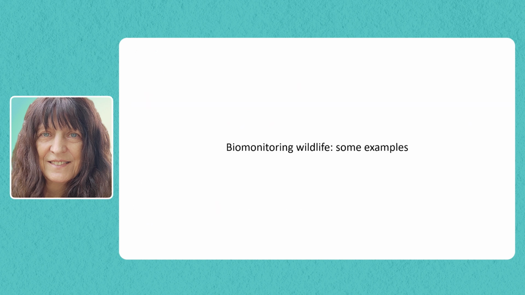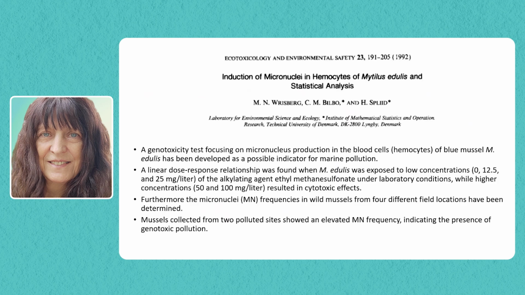You can also do biomonitoring of wildlife, and I just want to give you some very brief examples for that as well. For example, here you can use mussels. You use the blood cells, they're called hemocytes in the mussel, and you can either treat them with genotoxins at a defined concentration, but you can also look at mussels from different field locations that are more or less polluted. And they found that the mussels collected from 2 polluted sites showed an elevated micronucleus frequency, indicating the presence of genotoxic pollution.